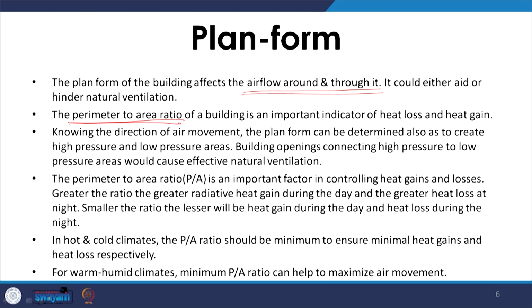Now, when we are talking about hot or cold climates, we should reduce the perimeter to area ratio to a minimum, so as to ensure minimum heat transfer, because the larger the perimeter, the larger the surface area and the more surfaces are available for heat transfer. In warm humid climates, on the other hand, we should have a larger perimeter to area ratio, because the larger the surface, the larger the possibility for heat transfer and air movement, air ventilation.